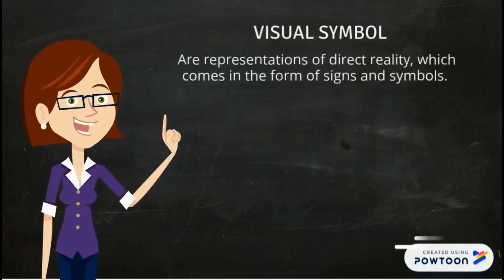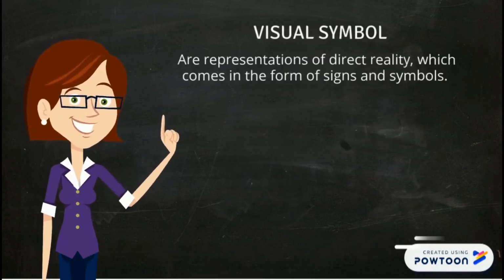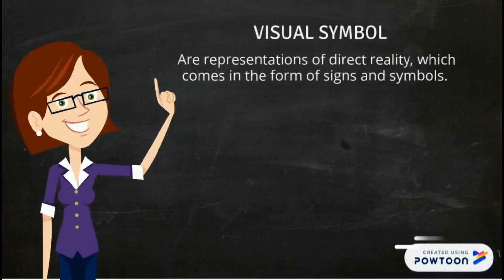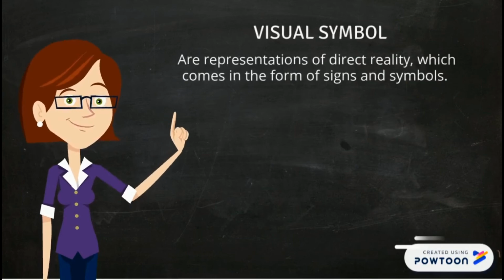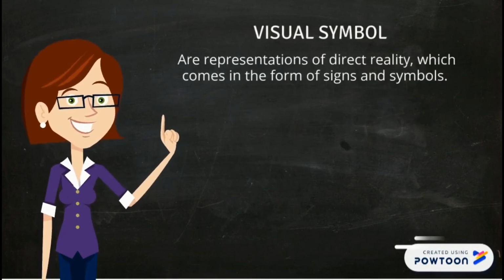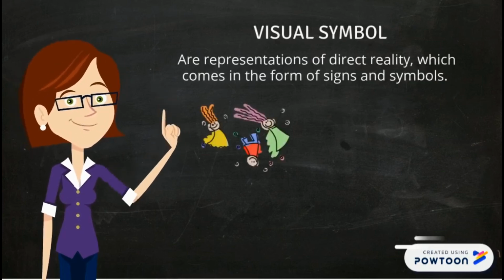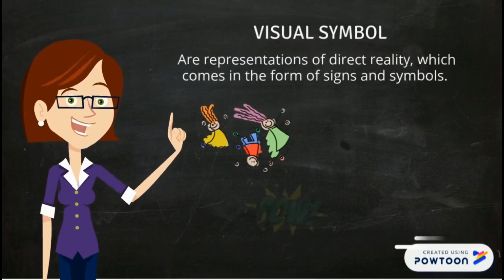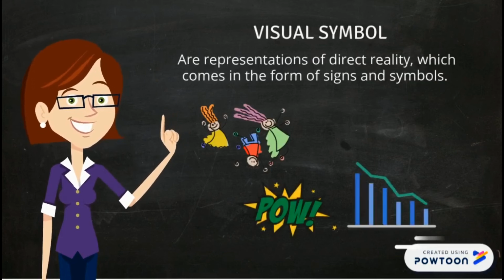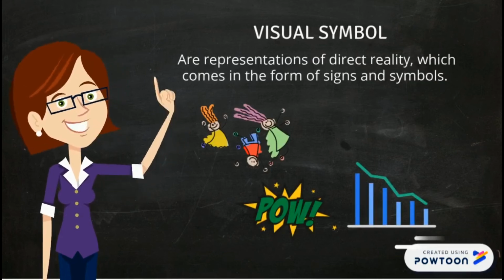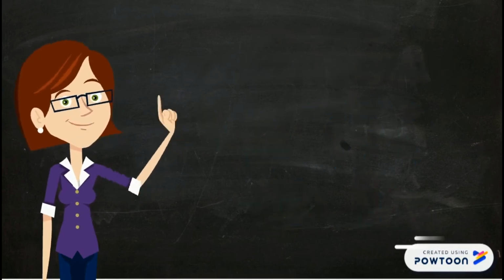Visual symbols are representations of direct reality, which come in the form of signs and symbols. The following is a detailed discussion on the different kinds of visual symbols, which are drawings, sketches, cartoons, comics or strip drawing, diagrams, charts and graphs, maps and posters.